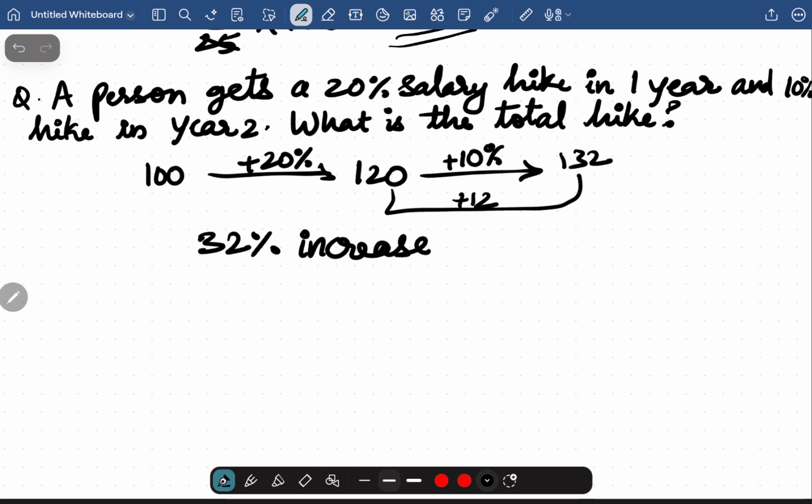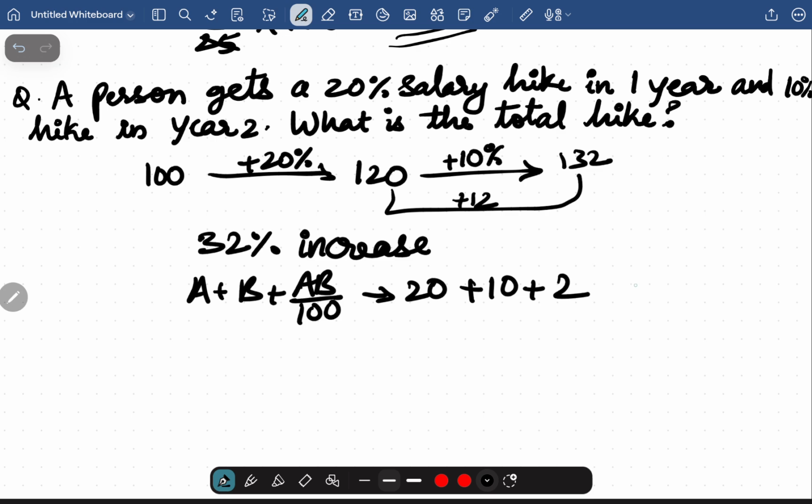We can use the short form, which is A plus B plus AB by 100, which I told in part 1. It's nothing but 20 plus 10 plus 2. It's 32.